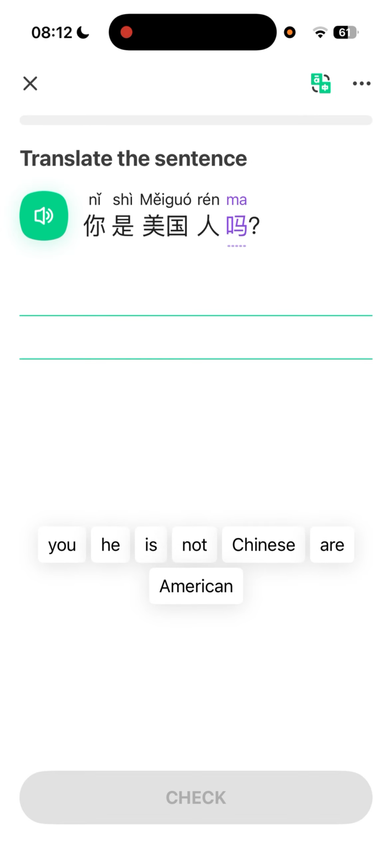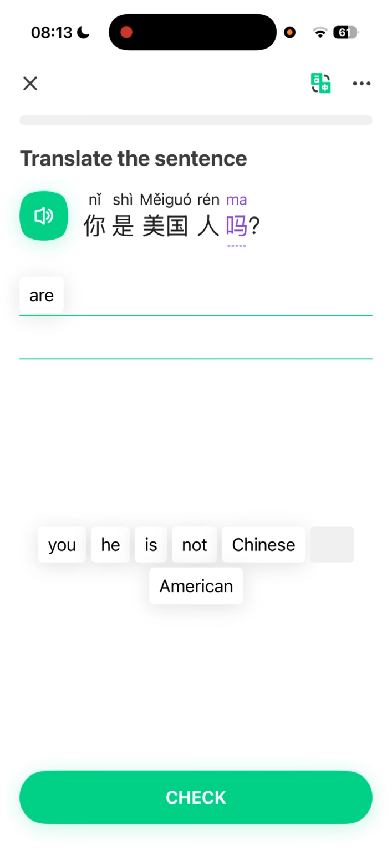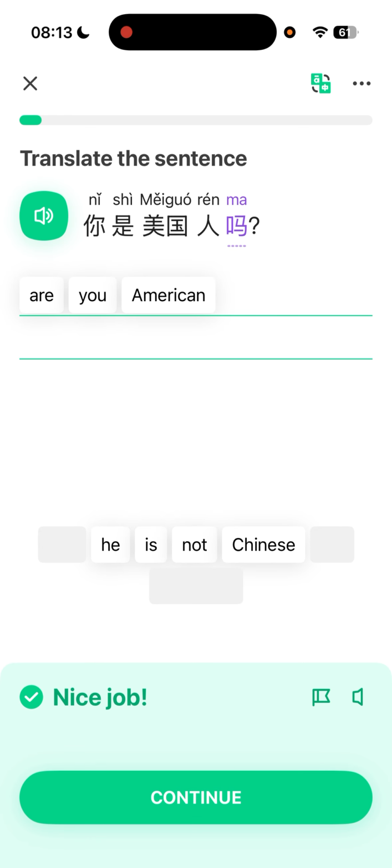Okay. 你是美国人吗? So it means, are you American? 你是美国人 means you are American, but when you add ma, it becomes a question. 你是美国人吗? Are you American?